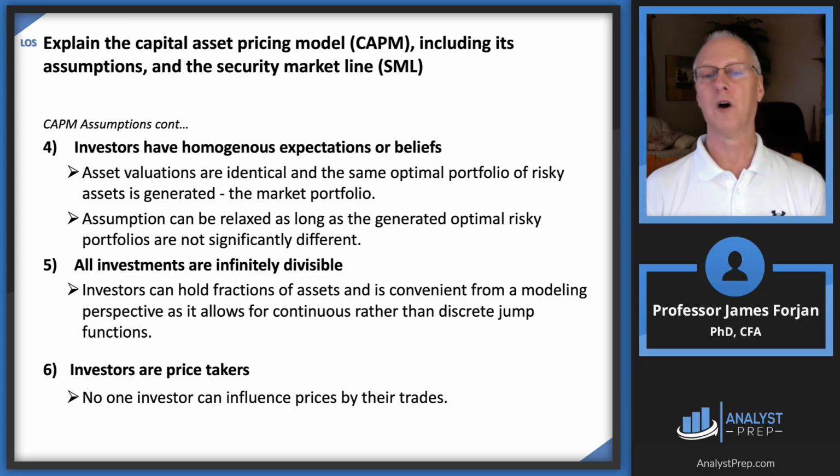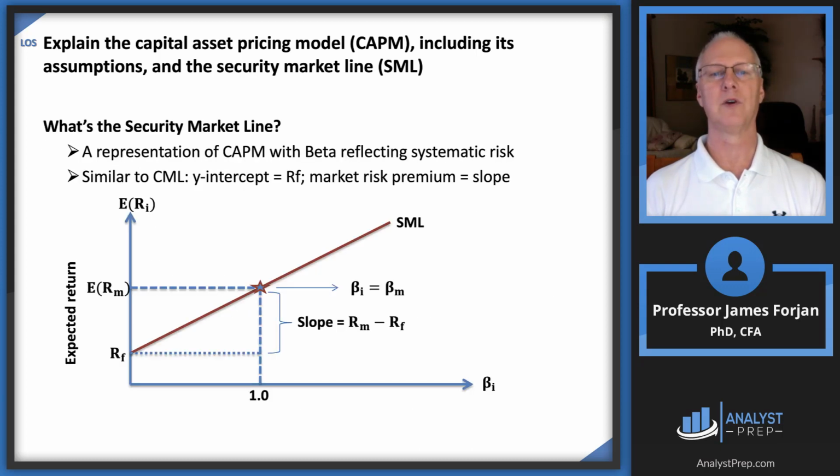All investments are infinitely divisible. That means that you can hold fractions of assets. And this was probably a bigger deal back in the 1960s, but it doesn't seem to be as big of a deal today, what with all the different ETFs and all the different tradings. And then there are no individual or institutional investors that can influence prices by their trades. So that sixth one is that investors are price takers.